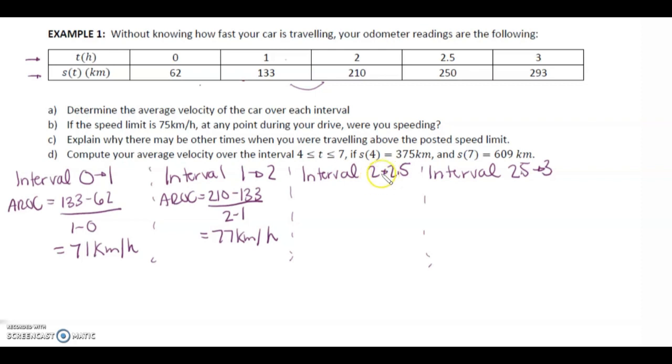Now the interval from 2 to 2.5, so these ones here. So again, the average rate of change is 250 minus 210 over 2.5 minus 2. So for this one, there's a little bit more math because the denominator is not just 1. So I'm going to say this is going to be 40 over 0.5, which is 80 kilometers an hour.